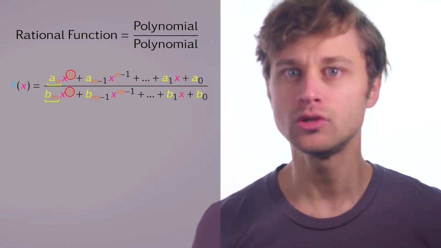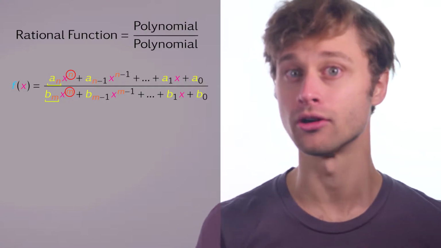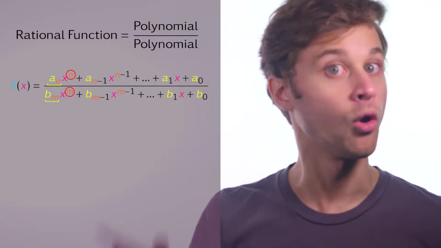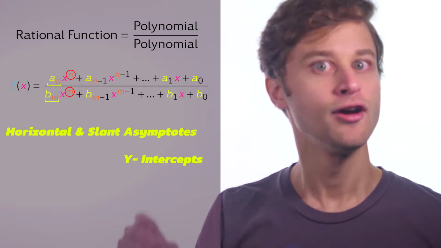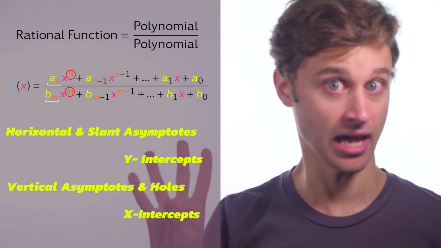Rational functions have a few key properties, 4 of them in fact, that I like to go through in order as I solve my rational function. Those 4 things are horizontal asymptotes or slant asymptotes, y-intercepts, vertical asymptotes and holes, and x-intercepts.